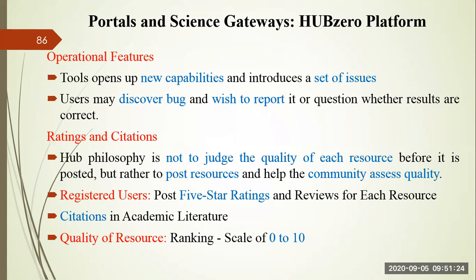So the registered users can give ratings from 1 to 5, like whenever you are purchasing a particular Flipkart product, you are also giving a rating between 1 to 5. Similarly, other users can rate 1 to 5. They can also cite your work in their academic literature, and the quality can be assessed on a 0 to 10 scale, so that they can say whether this resource, whatever you have shared, is useful for them or not.